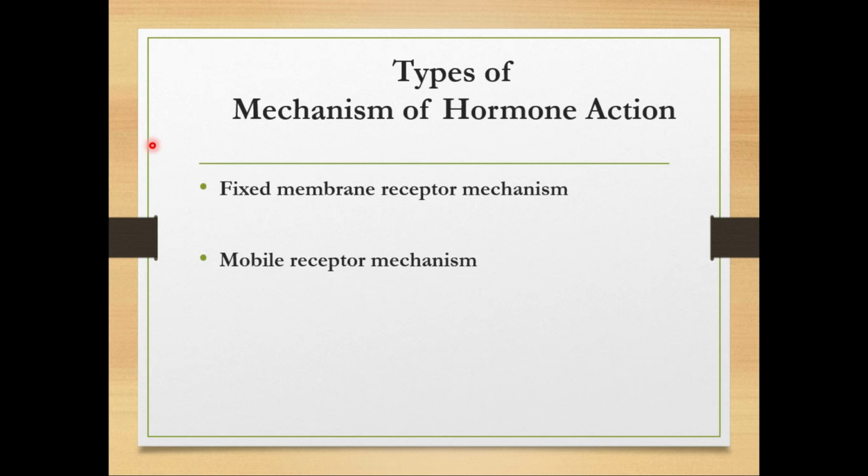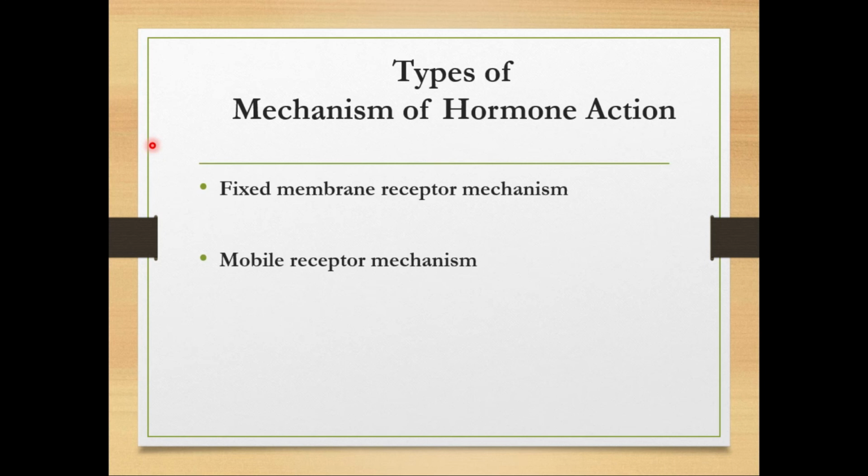Depending upon the types of mechanism of hormones, we can say that there are basically two types of receptor mechanism. Number one, fixed membrane receptor mechanism, and number two, mobile receptor mechanism. What is fixed membrane receptor mechanism? This type of mechanism is shown mostly by water soluble hormones that are amines or proteins in composition, such as growth hormone, oxytocin, ADH, etc. While mobile receptor mechanism is shown by lipid soluble hormones, such as fatty acids and steroid hormones, that can easily pass through the plasma membrane.